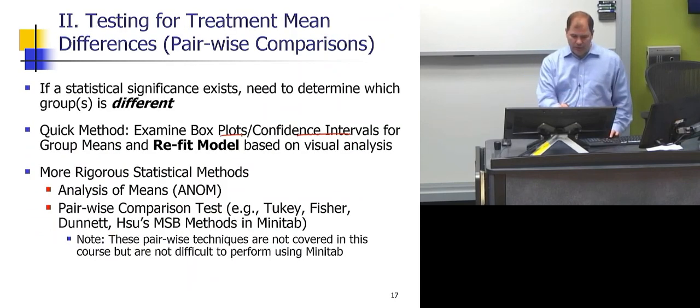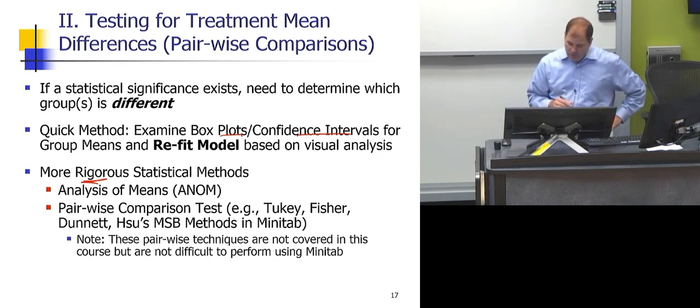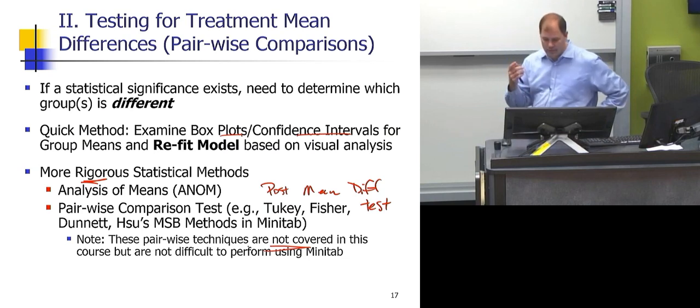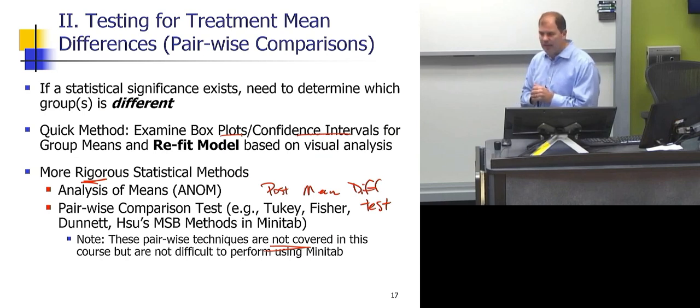If I wanted a more rigorous approach, I could use what's called analysis of means, or I could do post hoc mean difference tests. I'm going to put these outside of scope. But if you ever had a class with a Tukey test or a Fisher test, these are all perfectly legitimate. Turns out that most of the time the visual method works, but once in a while you get more complicated cases. If you use the Minitab Assistant, it will automatically do these tests for you as part of the analysis.